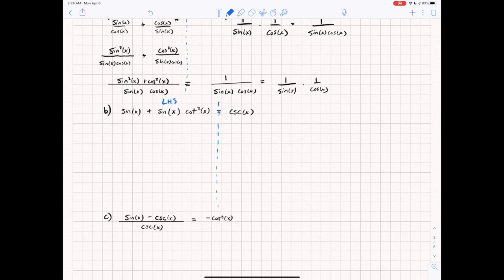Okay, so in this problem, I want to show you a technique that we can actually do. This is something we've worked on a little bit beforehand, but it's just going to make our lives a little bit easier.